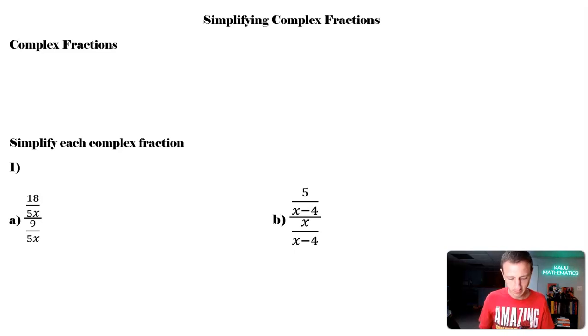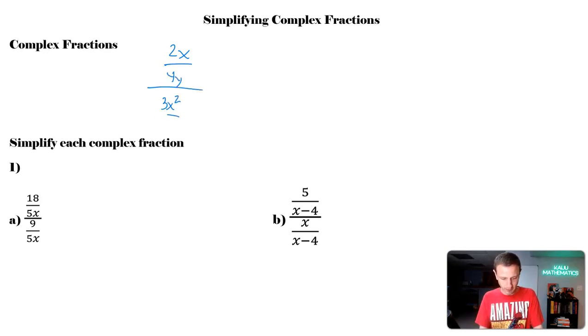Here we're going to talk about simplifying complex fractions. A complex fraction is a rational expression whose numerator, denominator, or both contain one or more rational expressions. For example, like 2x over 4y all over 3x squared over 5y to the third, something like that, where you have a fraction over a fraction, but we have rational expressions in there also.